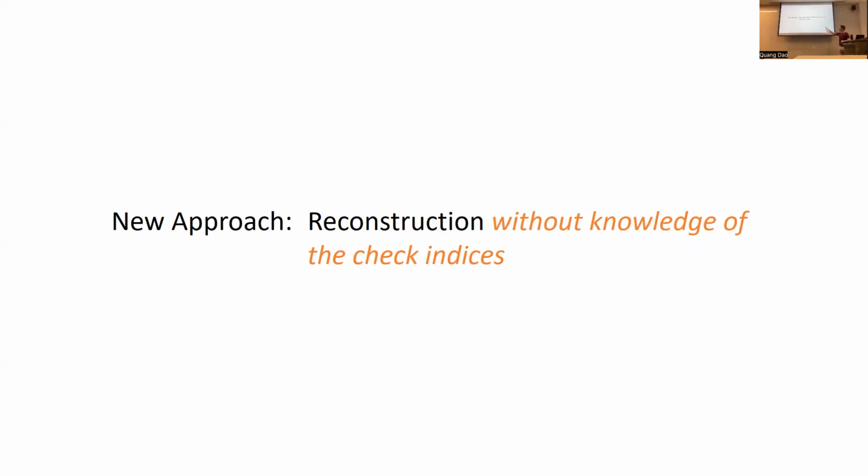So the approach that we're going to take is we're actually going to enable reconstruction without knowledge of the check indices. And to do this, we're going to base the approach on polynomial secret sharing, where the shares are actually evaluations of the polynomial. And it turns out that this has good error correcting properties. It's closely related to Reed-Solomon codes.